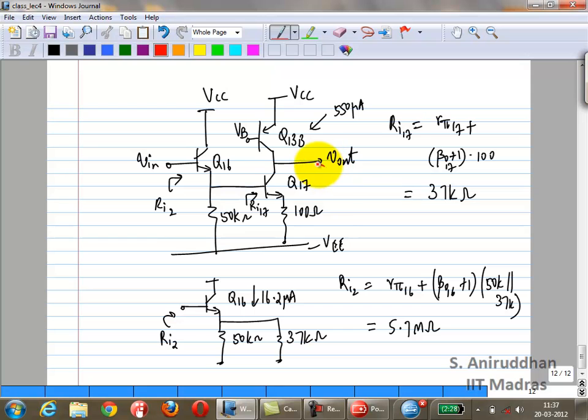So let us say you short this, find out I out. What do you expect it to be? You don't need to short it and calculate it and so on. You can look at it and tell. GM2. Can you check again? Is it really going to be GM2?